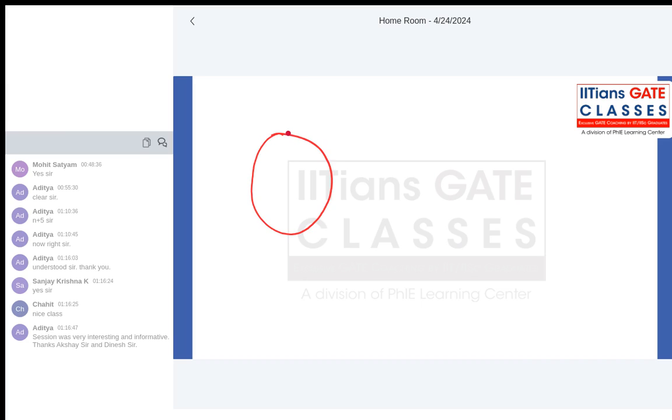So let's say you have two sets, maybe P and Q, and they will have a number of elements with them.